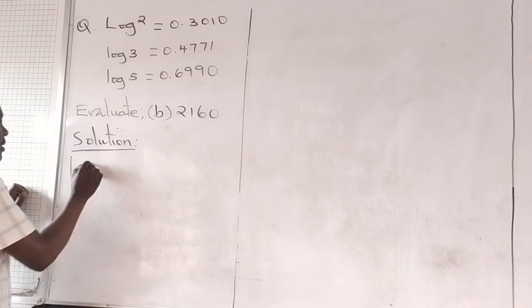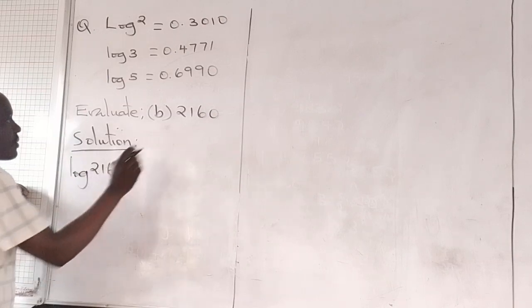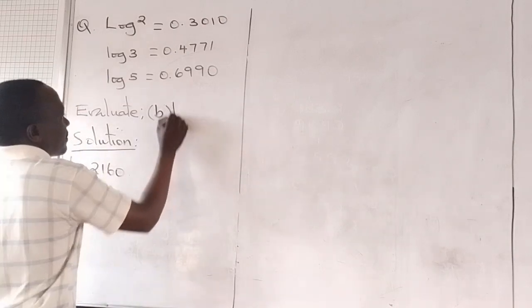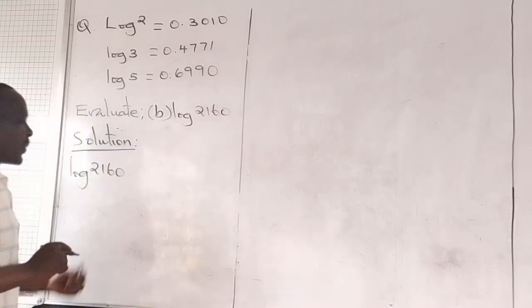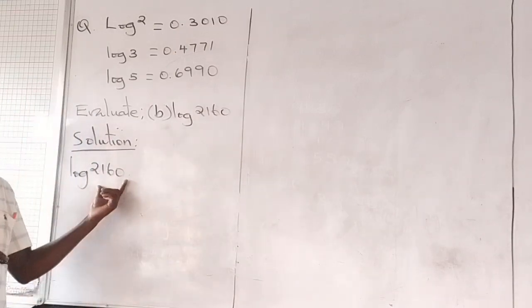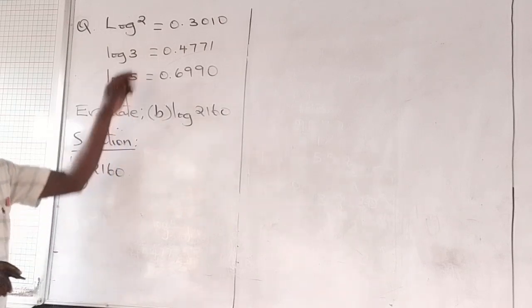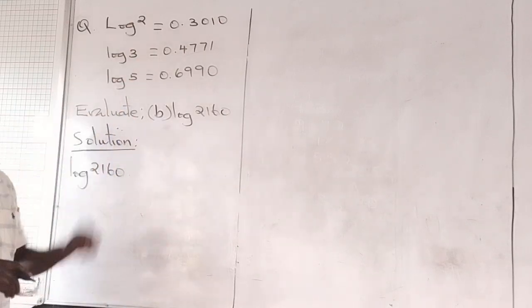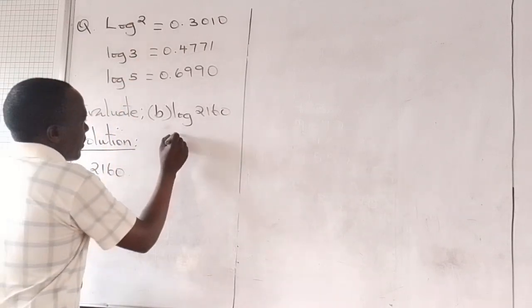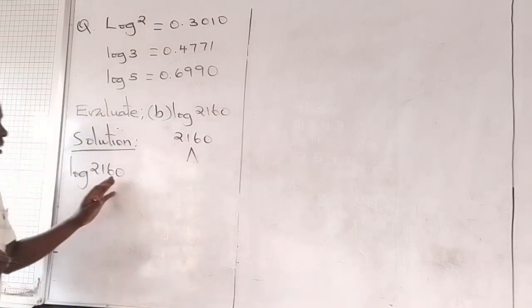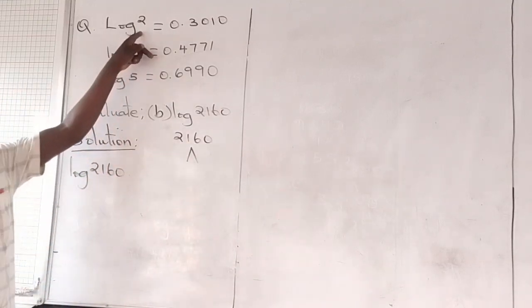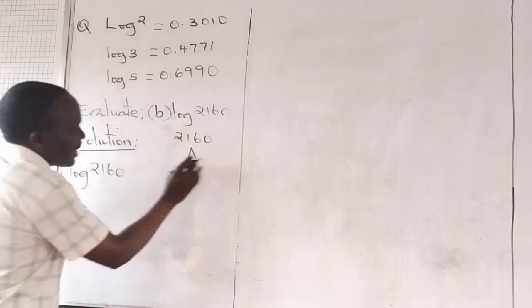Whereby this is the log of 2,160, and we are going to start by expressing this 2,160 in terms of 2, 3, and 5. So we'll use the same method by dividing this number. We are going to start by dividing by 2, which is the smallest.